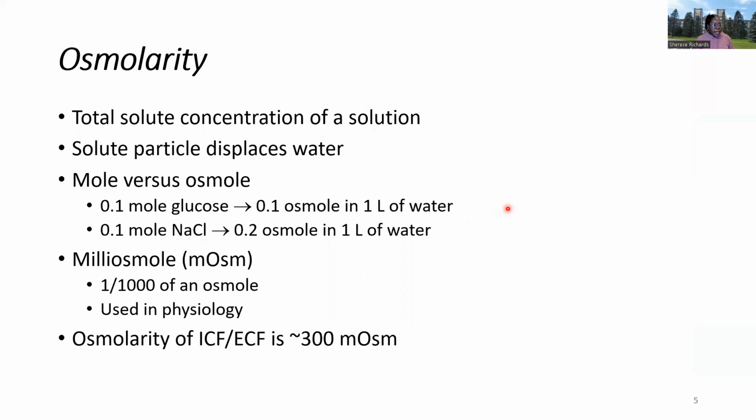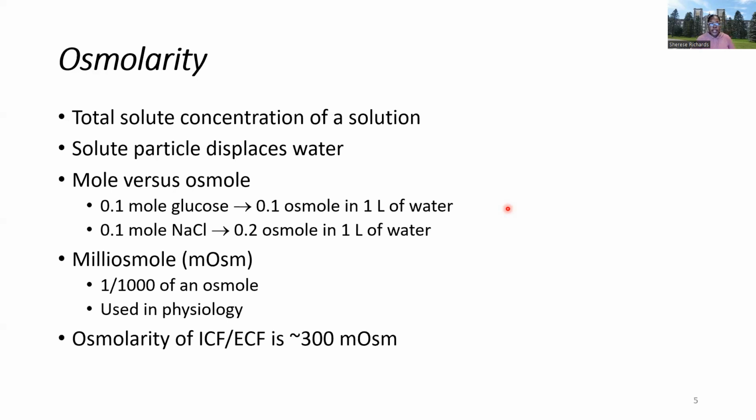Now, if we think about the osmolarity, it is the total solute concentration of a solution. It's going to have to take into account all of the solute particles displaced in the water. This is where the difference between the moles versus the osmole comes into play. So the mole is just purely looking at the solutes. What is the number of solutes that we have? The osmoles, or the osmolarity, is the displacement of those solutes into a solution of water.